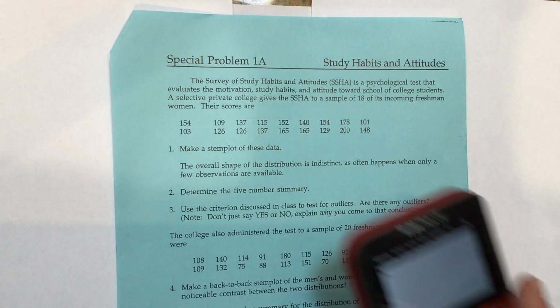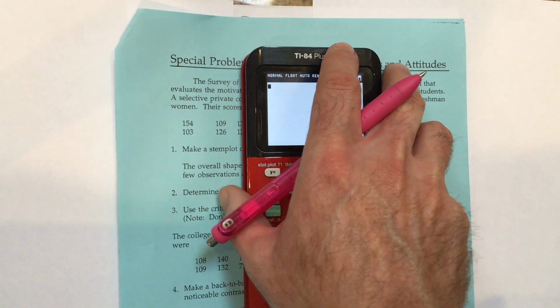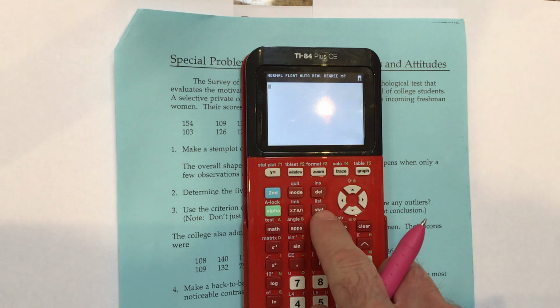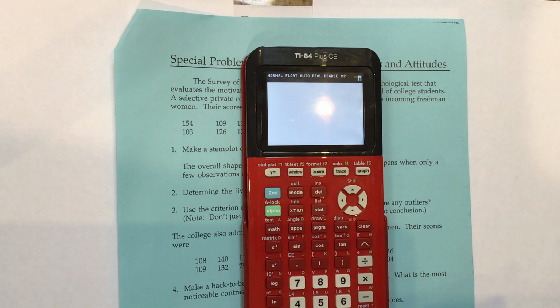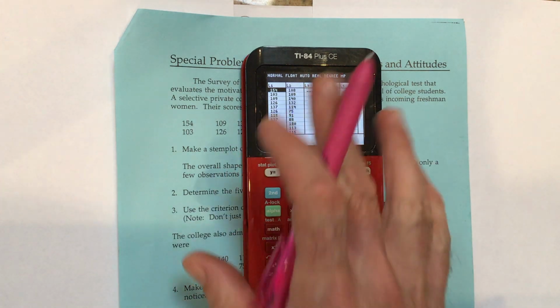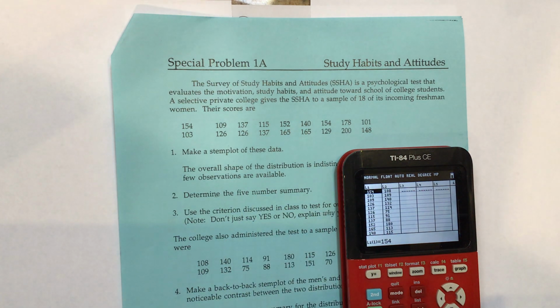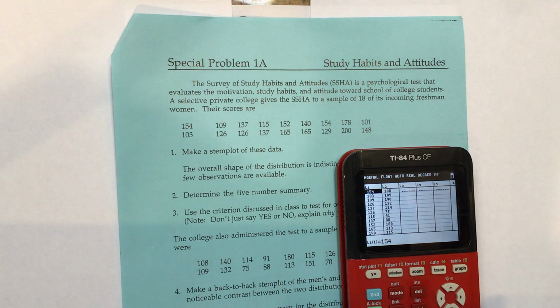First thing I'd recommend doing is, let's put this data in our calculators. So to do that, if you have the 83 or 84, you go ahead and press the stat button because that's what we're doing, statistics. And the very first choice is edit. So I'm going to edit a list. So choose edit. And you can see list 1, I've entered the scores from the special problem. Okay, so list 1, there's all my incoming freshman women's scores on this survey of study habits and attitudes.